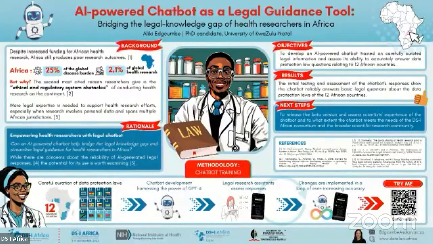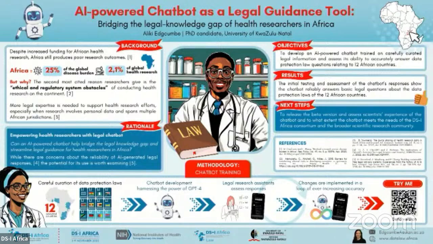And that might be an unusual title for a lawyer to stand up and tell you about, an AI-powered chatbot as a legal guidance tool. But I couldn't let all the scientists in the room have all the fun. And we lawyers, we like to stick our fingers into every pie. And so I'm going to be telling you about a project where I tried to train a chatbot to answer some questions for you. So why did I go on this expedition?